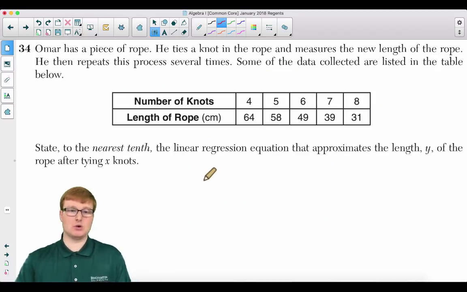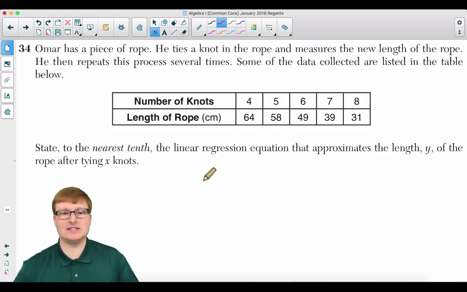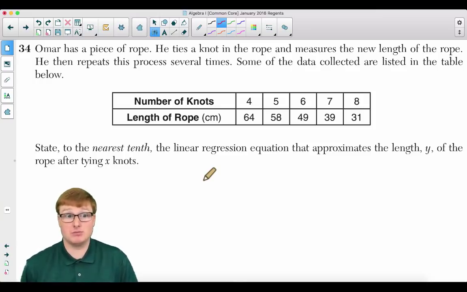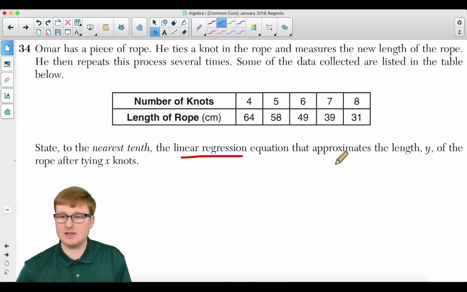Moving on to the next question, 34. Omar has a piece of rope. He ties a knot in the rope and measures the length of the rope. He then repeats this process several times. Some of the data collected are listed in the table below. State to the nearest tenth the linear regression equation that approximates the length y of the rope after tying x knots.